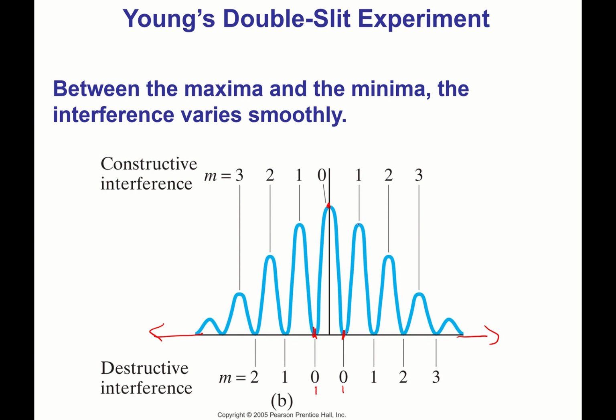We're going to get a bright spot on each side for m equals 1. So it's symmetric. It's not quite as high as the center peak. And as we go further and further out, we're going to get a symmetrical pattern of light and dark peaks with the amplitude gradually decreasing.